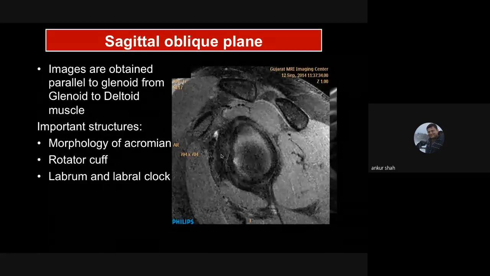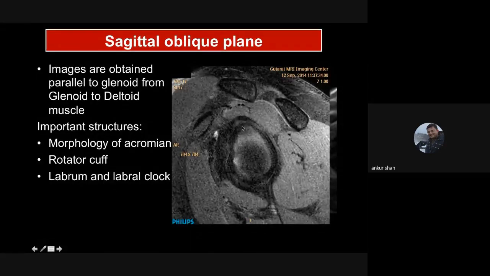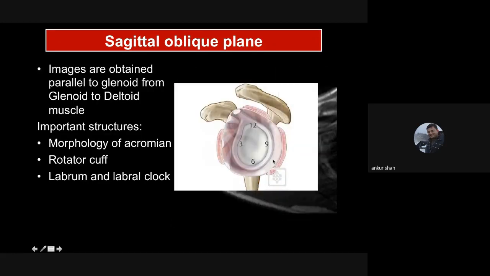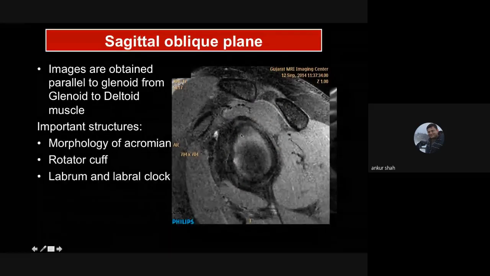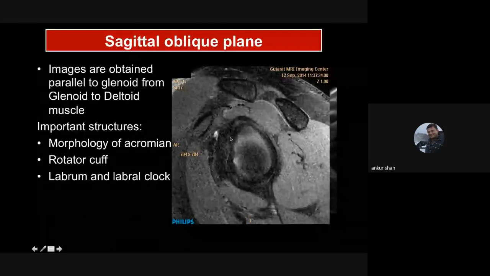Labrum and labral clock: as I said, if your images are properly planned, then you can see the oval glenoid labrum in a single image. So you can see the entire labrum. Then the tears are mentioned according to quadrants. We divide the glenoid labrum into 6 quadrants like this: superior, anterosuperior, anteroinferior, inferior, posteroinferior, and posterosuperior. This is how the glenoid labrum is divided.